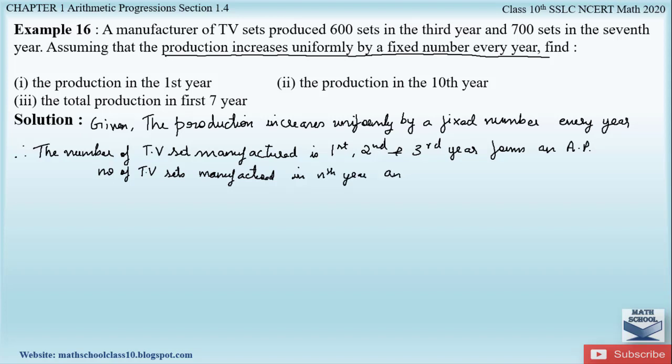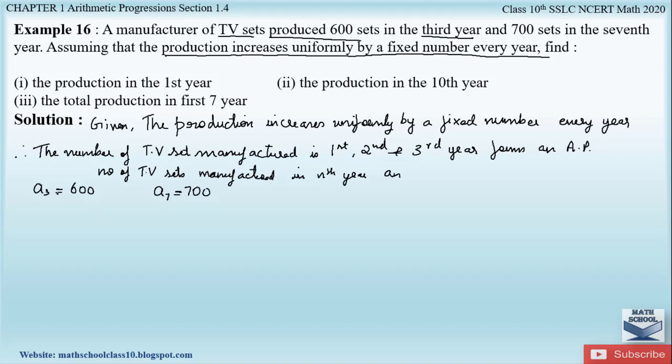From the question, they are telling us the number of TV sets produced is 600 in the third year. Therefore, we can write n equal to 3. So in the third year, a3, they produce 600 TV sets, and 700 sets in the 7th year. Therefore, when we put n equal to 7, we get a7 equal to 700 TV sets.